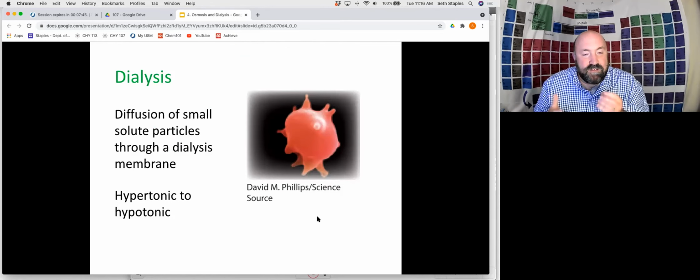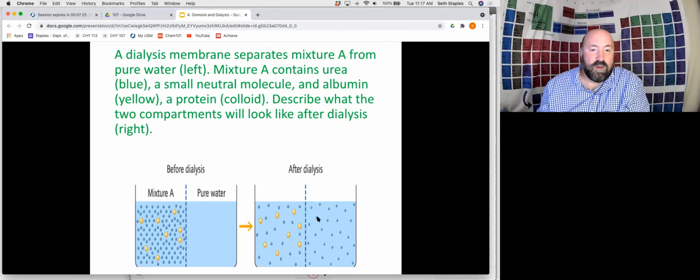Dialysis is the diffusion now of solute particles across a membrane. So in dialysis, the water molecules aren't moving the way they do in osmosis. With dialysis, the actual solute particles are going to move, and they're going to move from a hyper to a hypotonic solution. And so here we have an example. In this example, we have a mixture. We have our selectively permeable membrane, so a dialysis membrane.